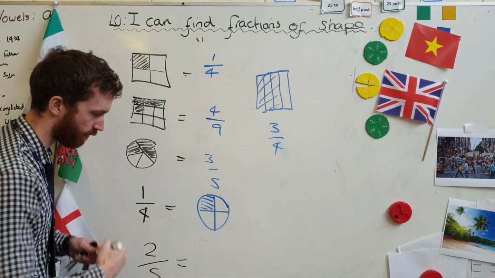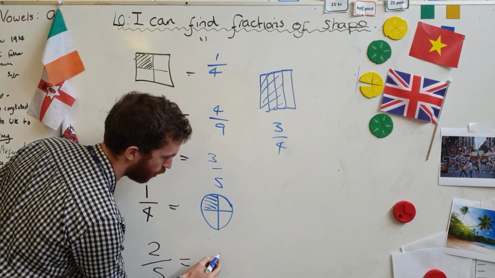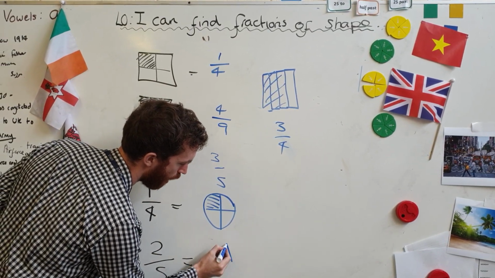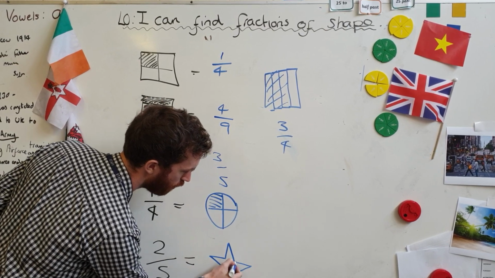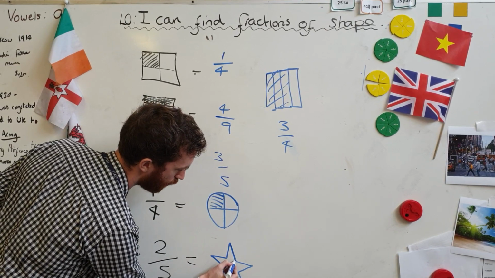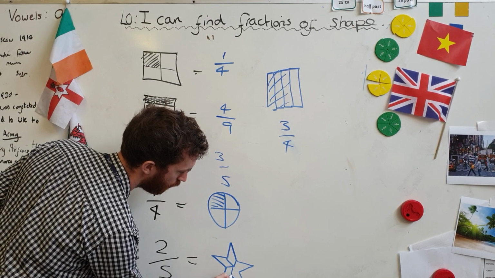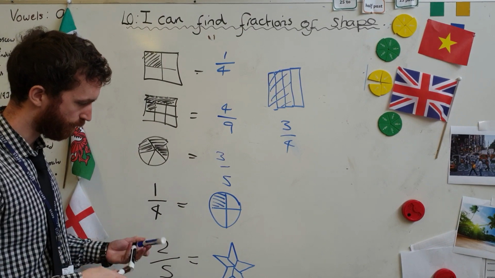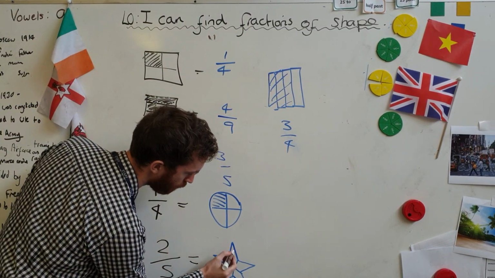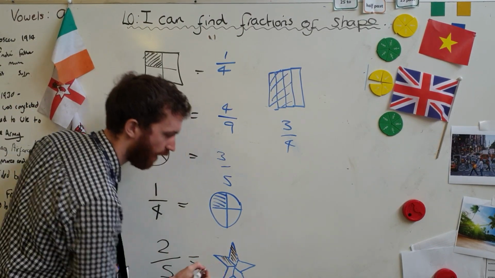Last one there is 2/5 like that. And what am I going to draw? Do you know what I'm going to draw? Doesn't matter at all what your shape is. I'm going to draw a star like that, and I'm going to do that. Split them up into 5 equal pieces, and I'm going to shade 2 out of the 5.